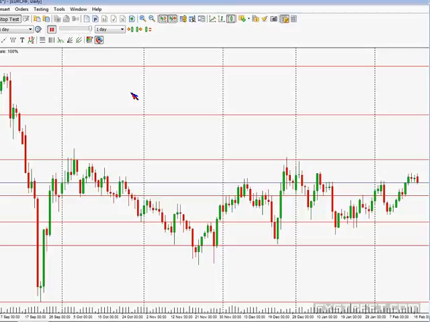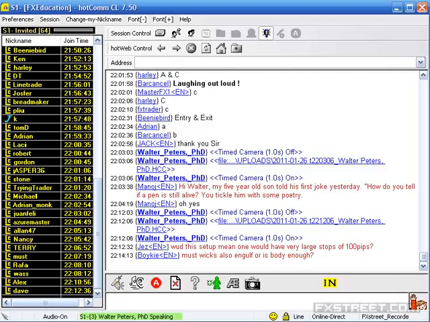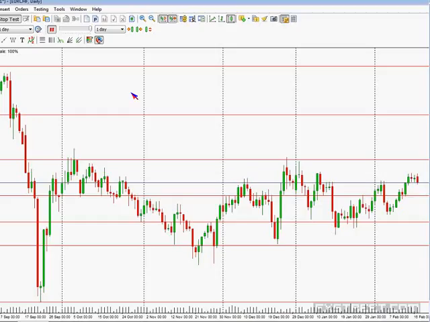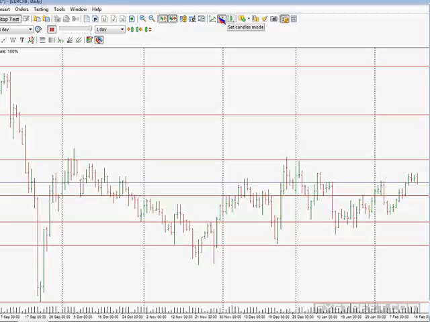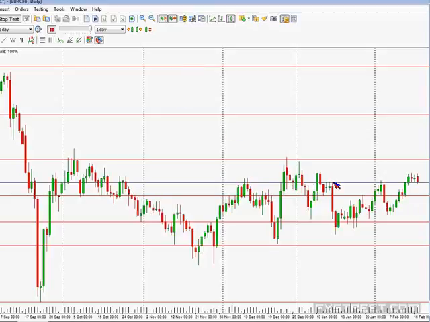Boyke says, must wicks also engulf, or is body enough? Yeah, I think it's just the bar itself, so that includes the high and the low, so the wicks. To be honest, actually, Boyke, I usually don't use candlesticks. I usually use line charts. So my charts usually look something like that. But I understand a lot of people like candlesticks, so I'm flexible. Doesn't really matter. They give you the same basic information.